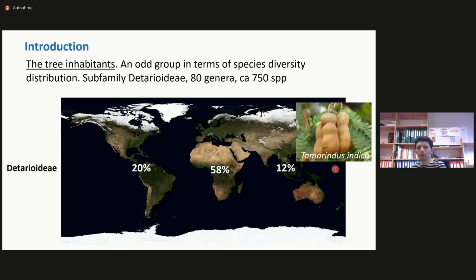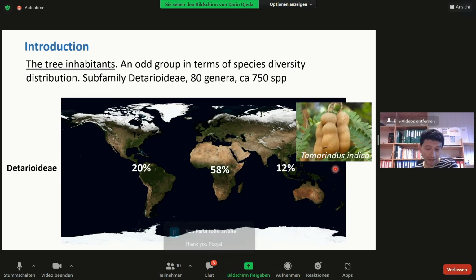So the other component that I was mentioning, the tree inhabitants. The picture that I showed you before was of overall estimates for tree species, considering all families. But if you look at different families, one of these groups, the Detarioideae, one of the six subfamilies now in legumes, is an odd group within this trend. It has higher species diversity in Africa compared to the Neotropics or the Indo-Pacific. So this group is a good system to start studying how these effects have affected diversification.